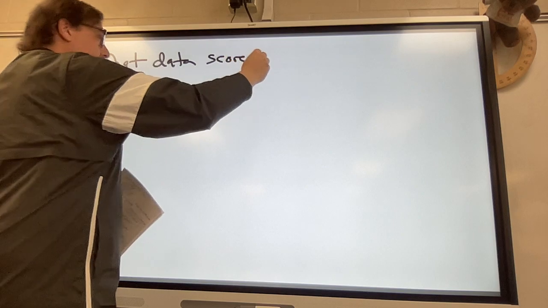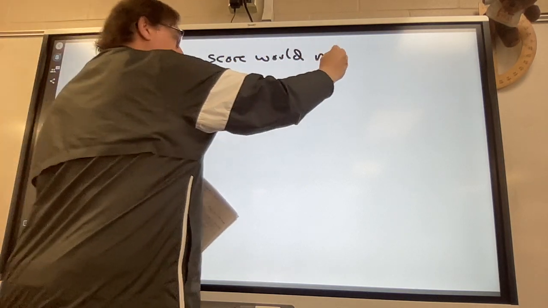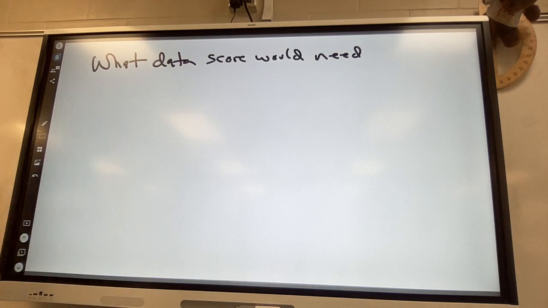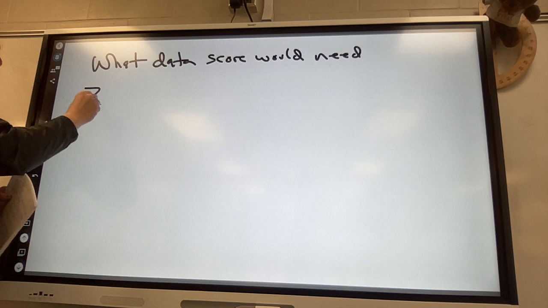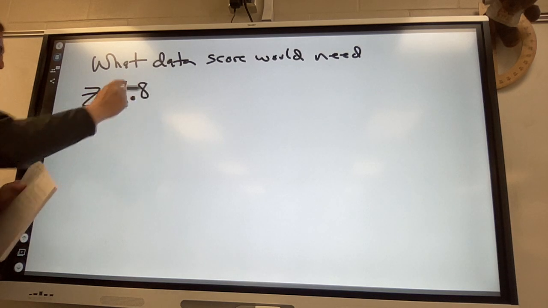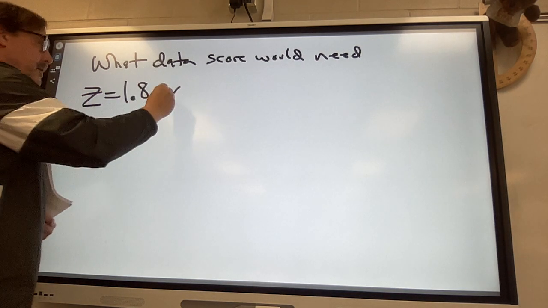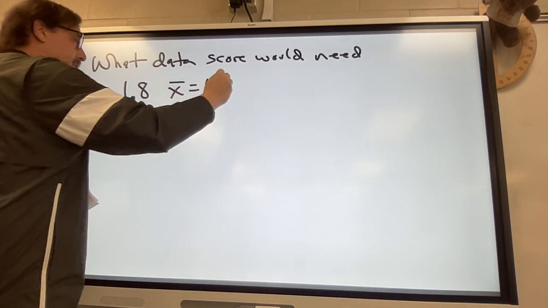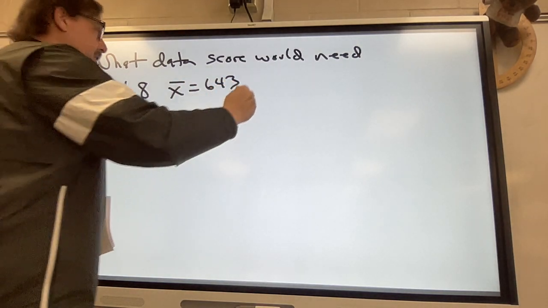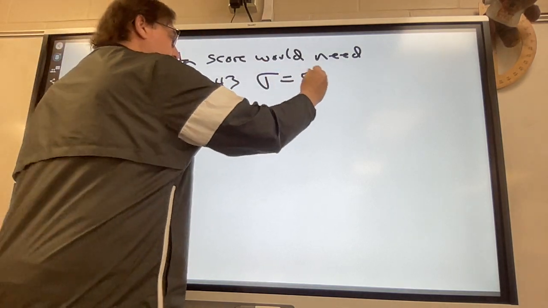All right, the next kind of z-score problem is the following. It says, what data score would you need? This might be, Gabby, like the question you asked. So the question will be something like, what data score will you need? All right. I'm going to tell you that the z-score is 1.8. The mean equals 643. And the standard deviation equals 50.